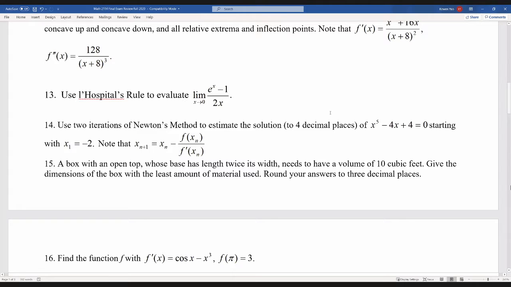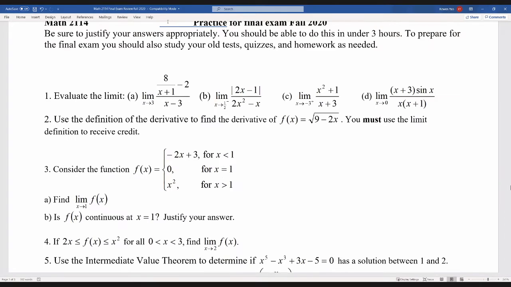Find this limit. Part D. The limit as x goes to 0 of (x plus 3 sin x) over x times (x plus 1).